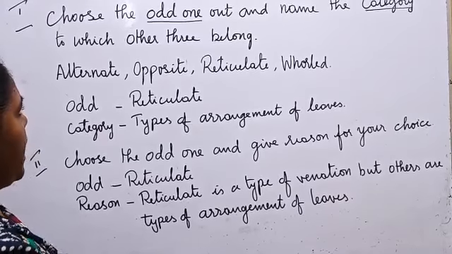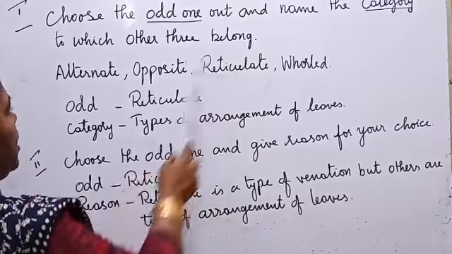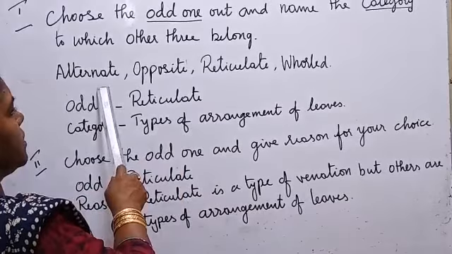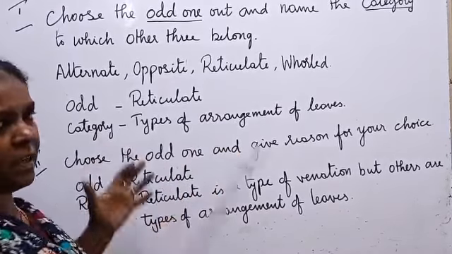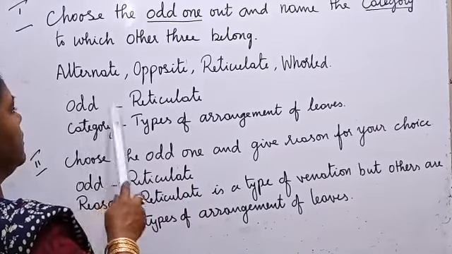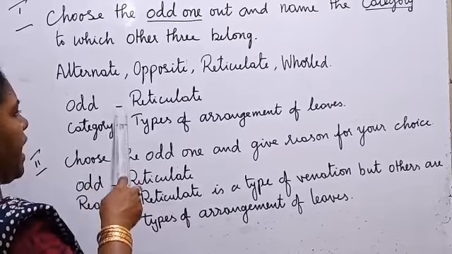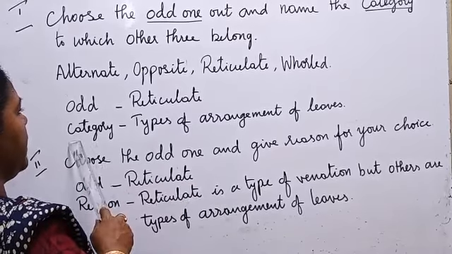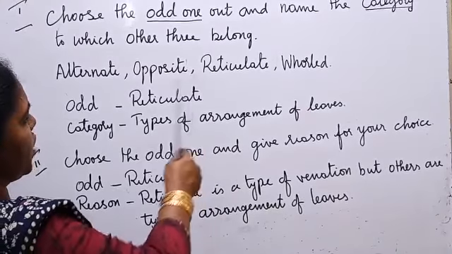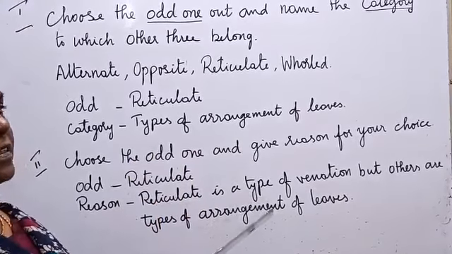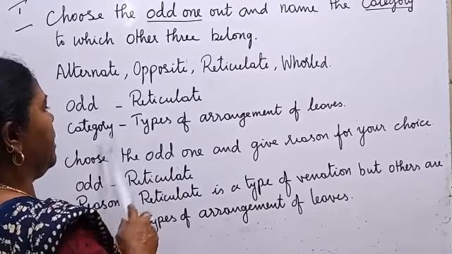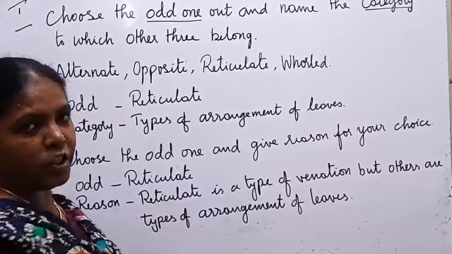So if they ask for the odd one and category, you must first read the question, what they asked. Then you must see the relation between these terms. On that basis, find out the odd one. You must write the answer this way: odd hyphen reticulate. Then category: which category the others belong to. Suppose they ask which category the odd one belongs to: odd one reticulate, category, type of venation.